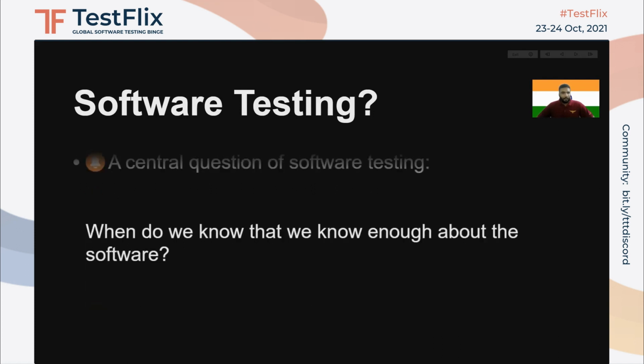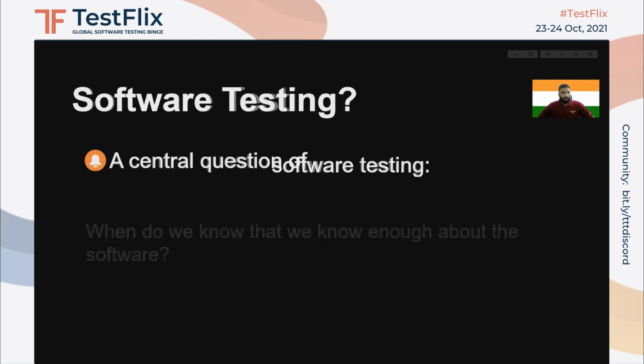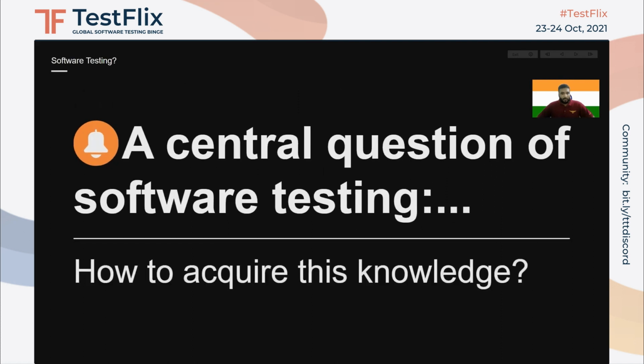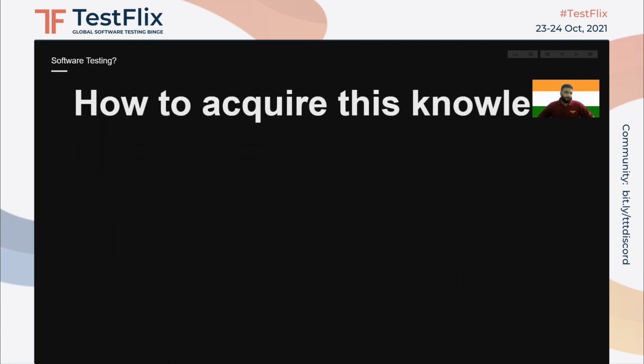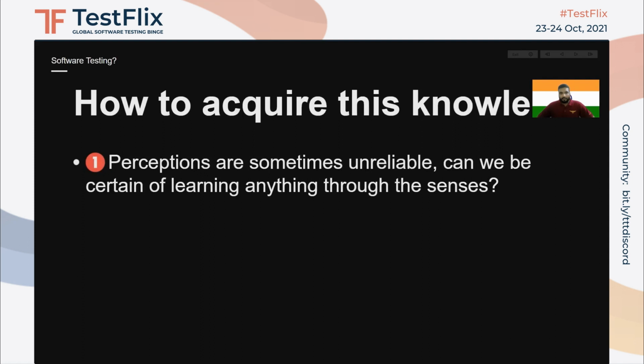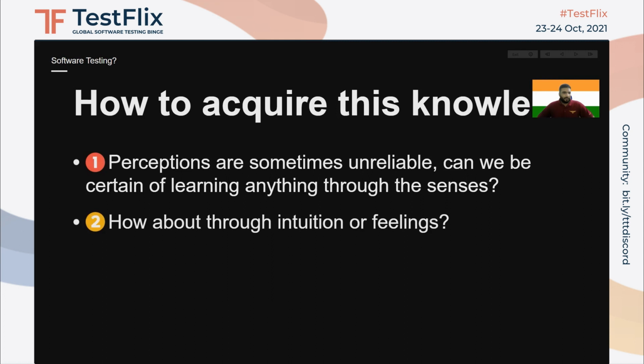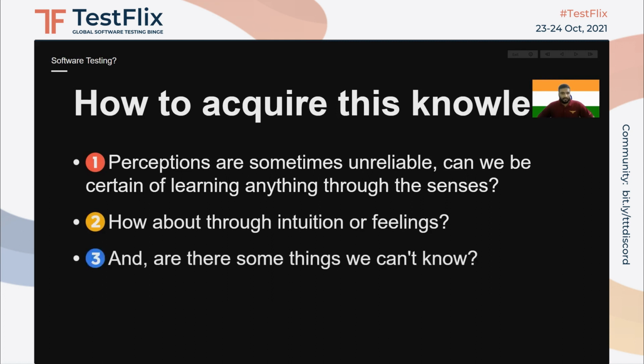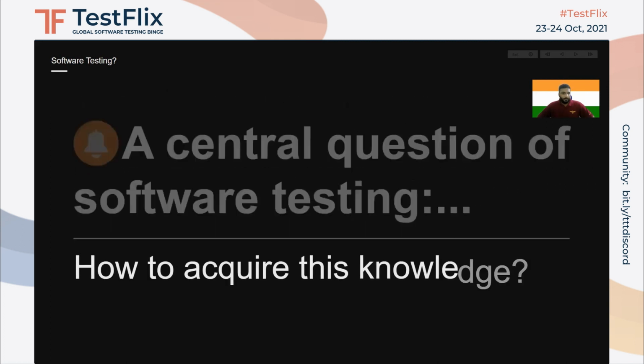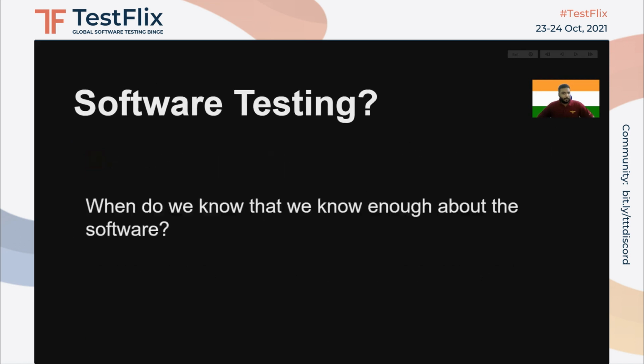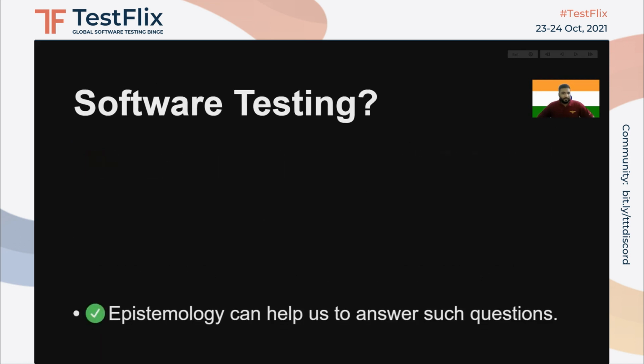And there is one central question which revolves around software testing, and that is, when do we know that we know enough about the software? And how do we acquire this knowledge about software? So the perceptions are sometimes unreliable. They can take you for a toss. And what about intuitions or feelings? Can we always trust them? And are there some things which we can't know of or don't know about? So in short, epistemology can help us answer all these questions.